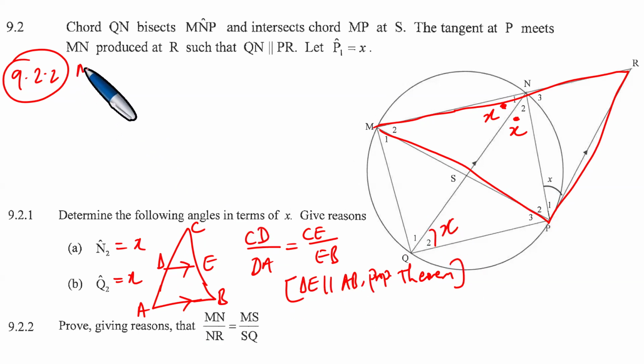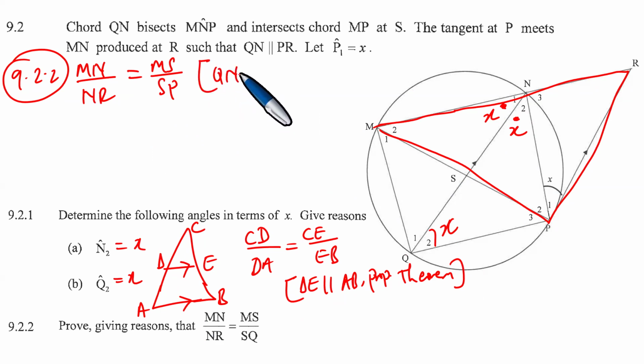Examiner, what we know is that MN over NR is equal to MS over SP. Y, which is QN, right? Which means, therefore, why is this the case? Okay, we've taken MN over NR is equal to MS over SP.